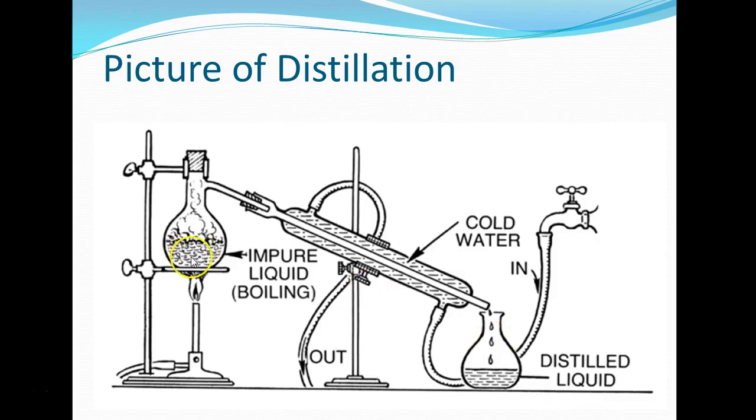You'd have the one liquid left behind here that has the higher boiling point that didn't boil off yet, and then you have the liquid that boiled off first and condensed into here.